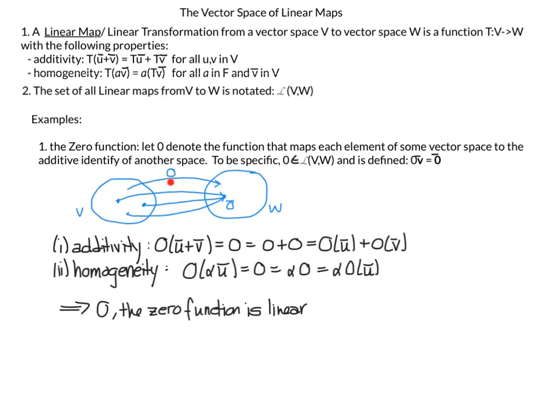To show that this function is linear, first we need to show additivity. So our 0 function of u plus v is equal to 0. It maps to the 0 element. Well, the 0 element is equal to 0 plus 0. This first 0 is 0 of u, and the second 0 is 0 of v. So you can see additivity holds. Next, for homogeneity, we have the 0 of alpha u, which is equal to 0, because everything's equal to 0, which is equal to alpha times 0, which is equal to alpha times 0 of u. Therefore, since we have additivity and homogeneity, we have that the 0 function is linear.